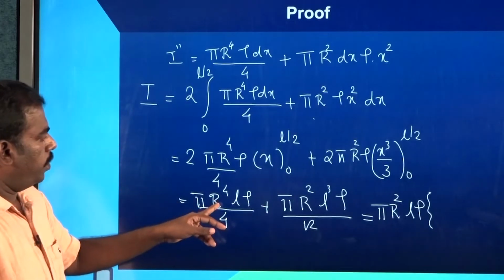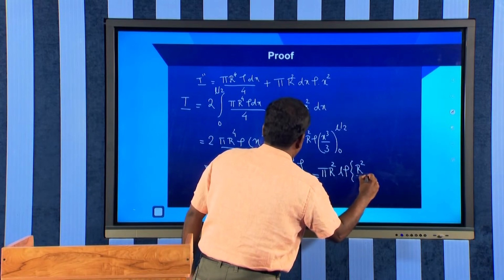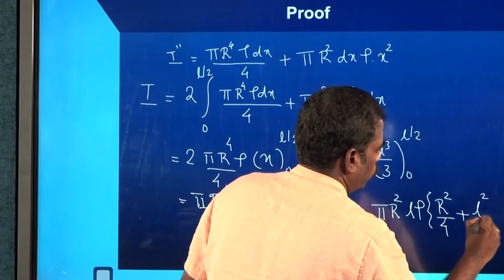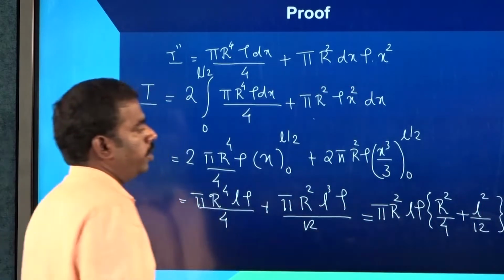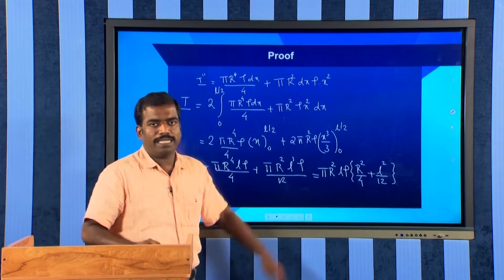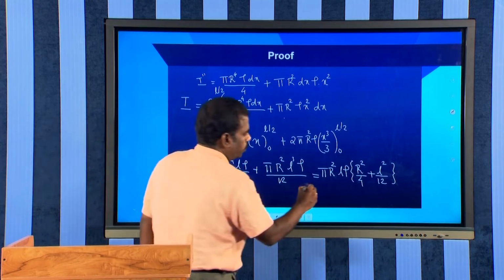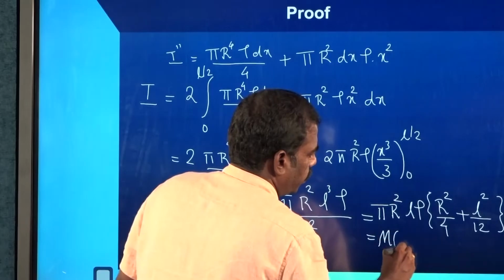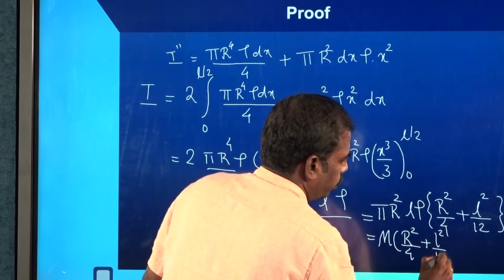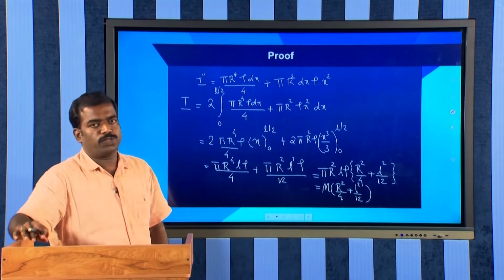Remaining terms here it is r square by 4, here L square by 12, r square by 4 plus L square by 12. So what is this pi r square L rho? It is nothing but the total mass. Here it is the total mass of the cylinder. So it is given by m into r square by 4 plus L square by 12.